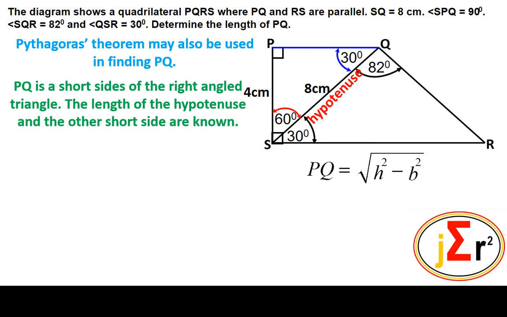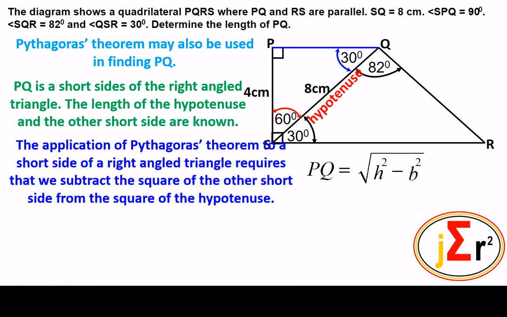PQ is therefore equal to the square root of the hypotenuse squared minus the length of the other side squared. The application of Pythagoras' theorem to a short side of a right-angled triangle requires that we subtract the square of the other short side from the square of the hypotenuse.